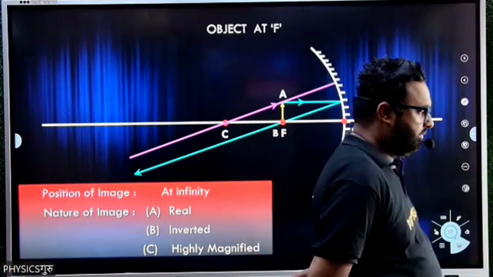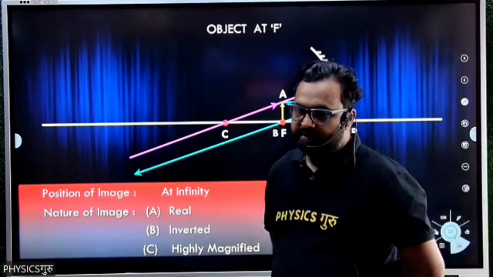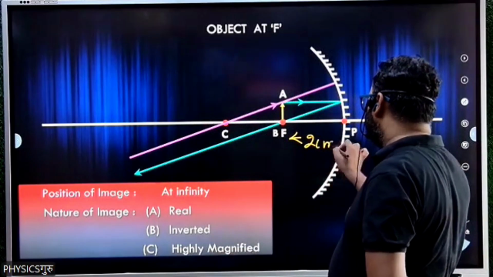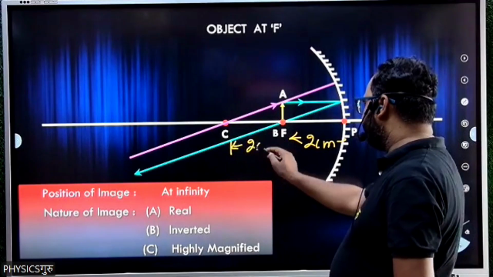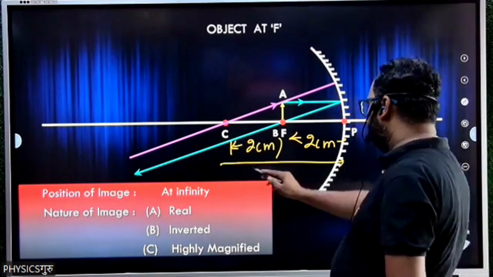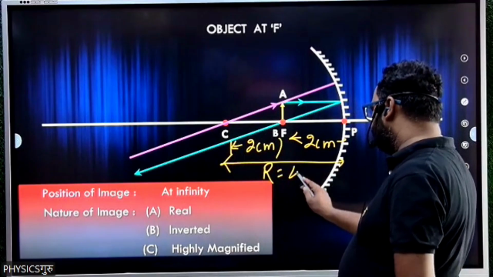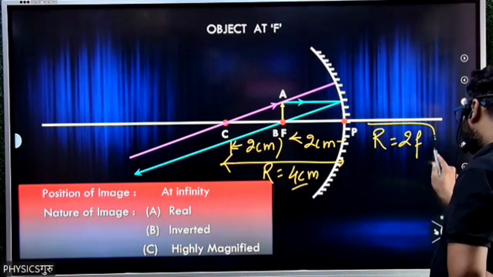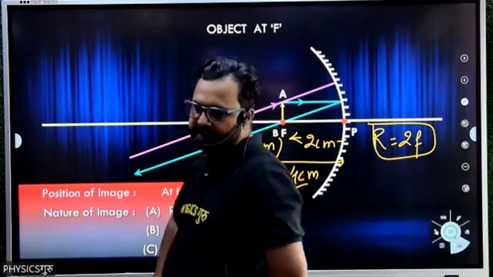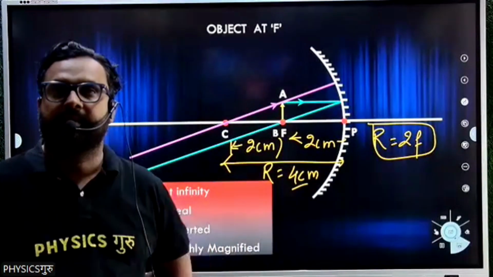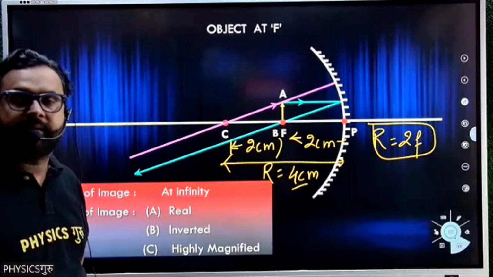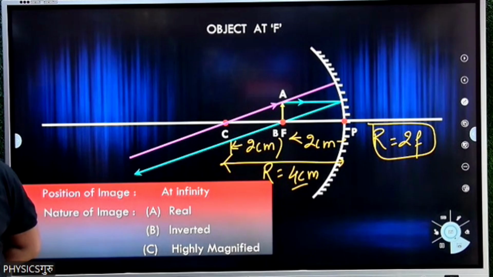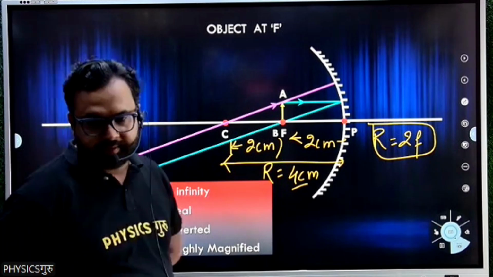Sir, usually how much length should we leave between center and focus? See, if you take 2 centimeter between pole and focus, then focus to center of curvature is 2 centimeter. If you measure from pole to center of curvature, the distance is the radius, so R is 2 times f. R is twice the focal length. Sir, means we can take any length? Any length, yeah. You can take 3 centimeter. Sir, if we take random, that's fine.